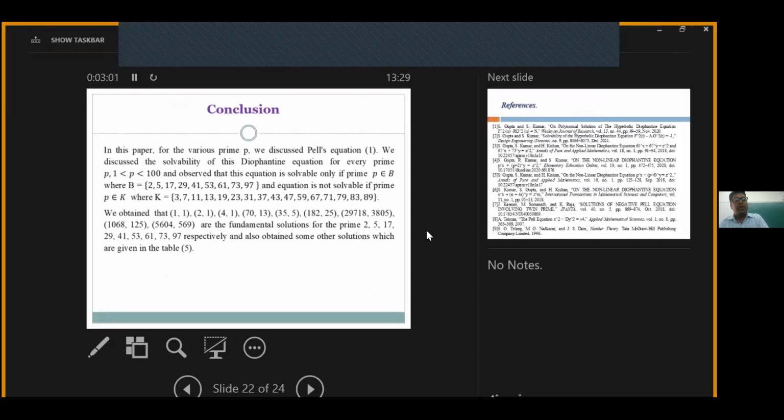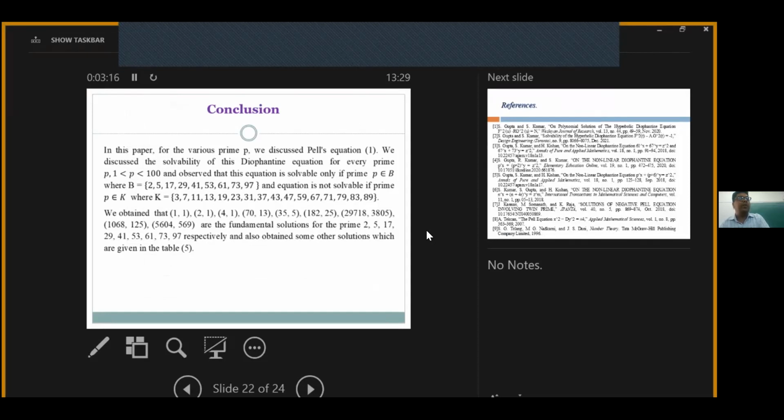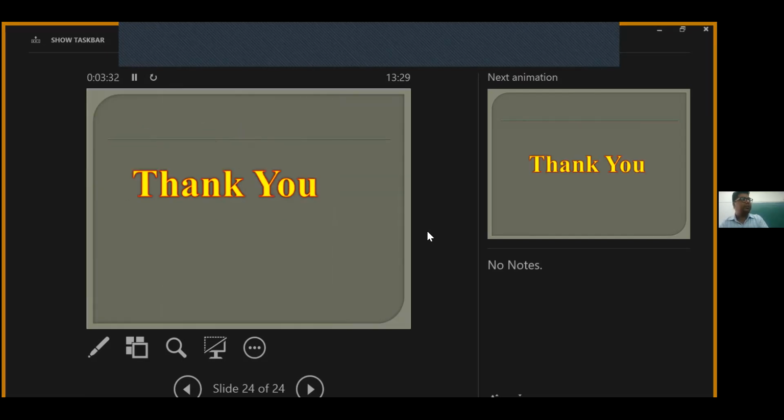The conclusion of this paper is that the Pell equation is solvable only for prime p if p is 2, 5, 17, 29, 41, 53, 61, 73, and 97 between 1 and 100. And for all other primes between 1 and 100, these equations have no solution. And these are the references of this paper. Thank you.